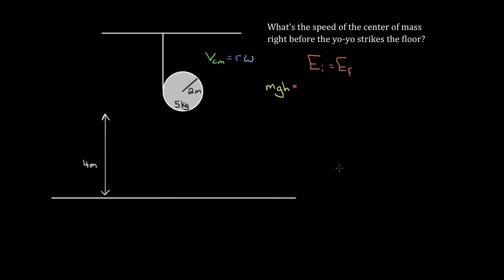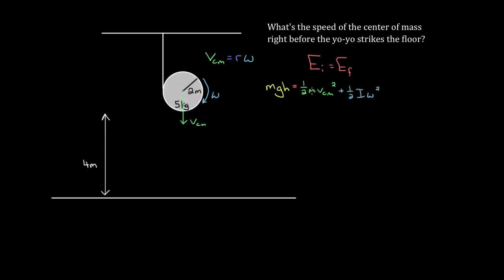And it won't just have translational kinetic energy. So it will have translational kinetic energy, because the center of mass of this cylinder is going to be moving. The center of mass of the cylinder is going to have a speed, but it's also going to have rotational kinetic energy because this cylinder is going to be rotating about the center of mass at the same time that the center of mass is moving downward. So we have to add 1/2 I omega squared.